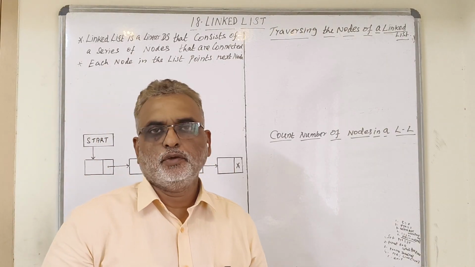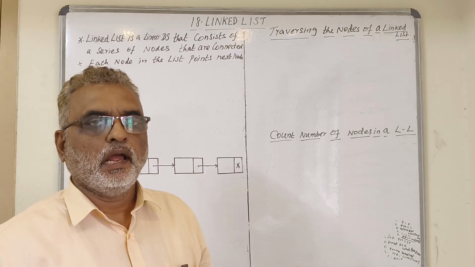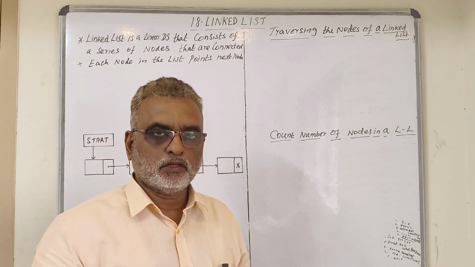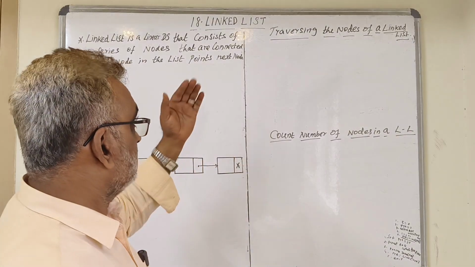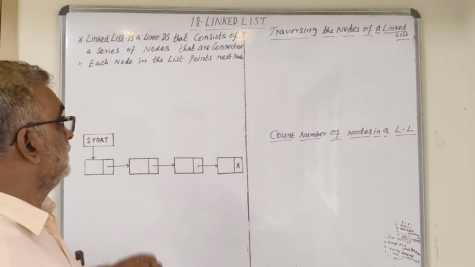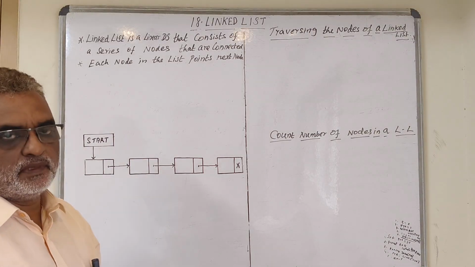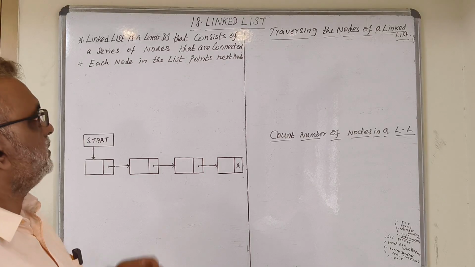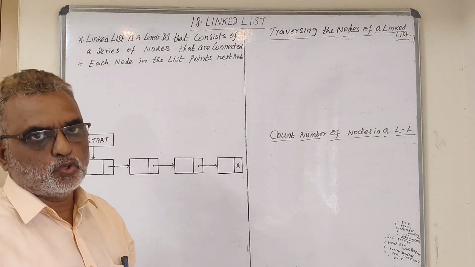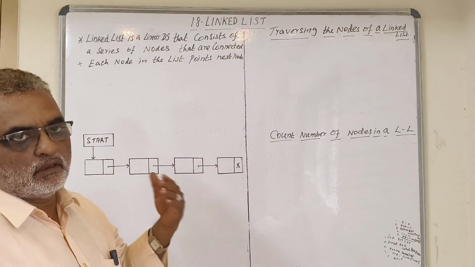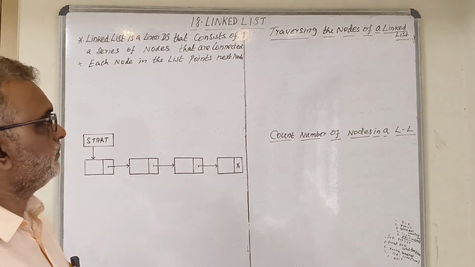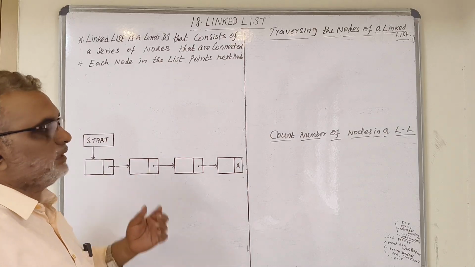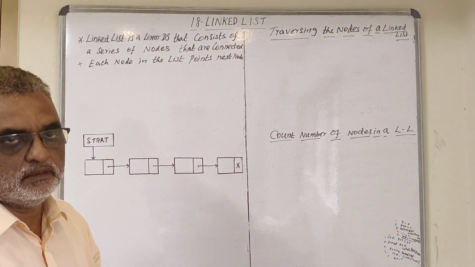So, in this video, we are going to discuss another very important concept from data structures and algorithms, that is linked list. Linked list is a linear data structure that consists of a series of nodes that are connected, in which each node in the list points to the next node.